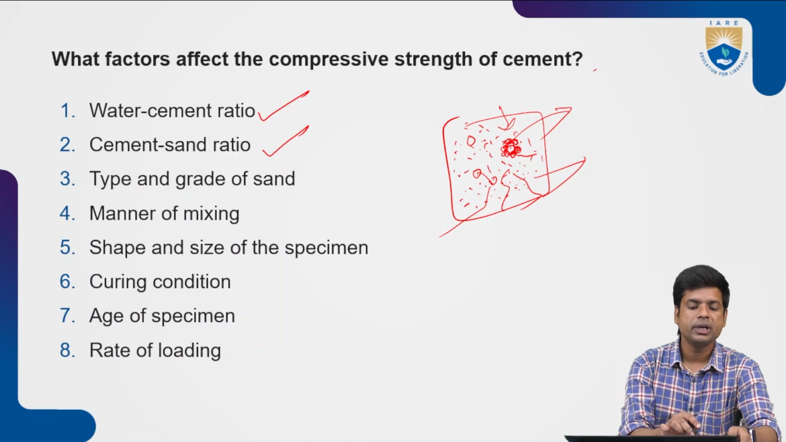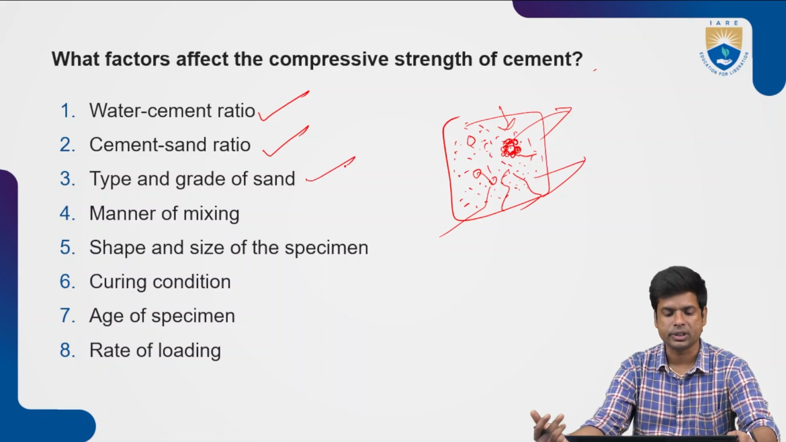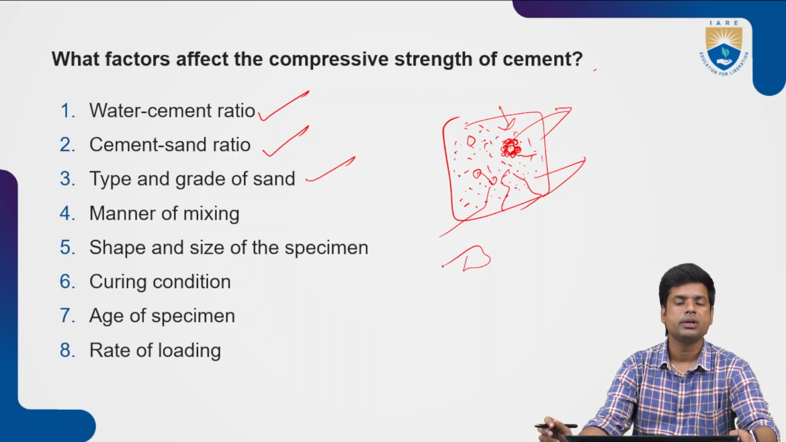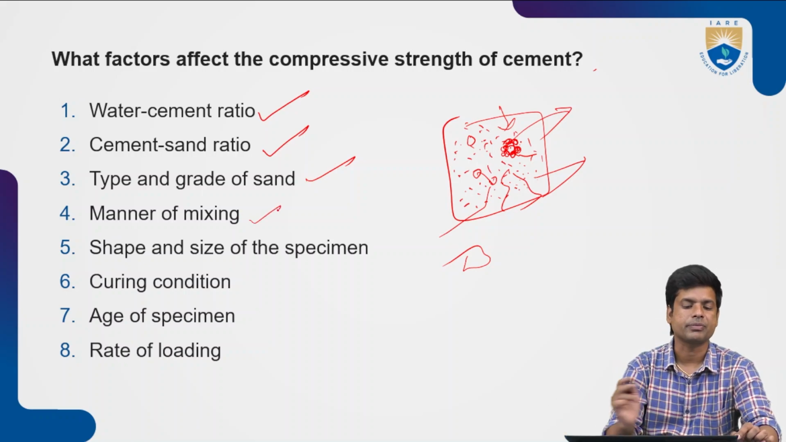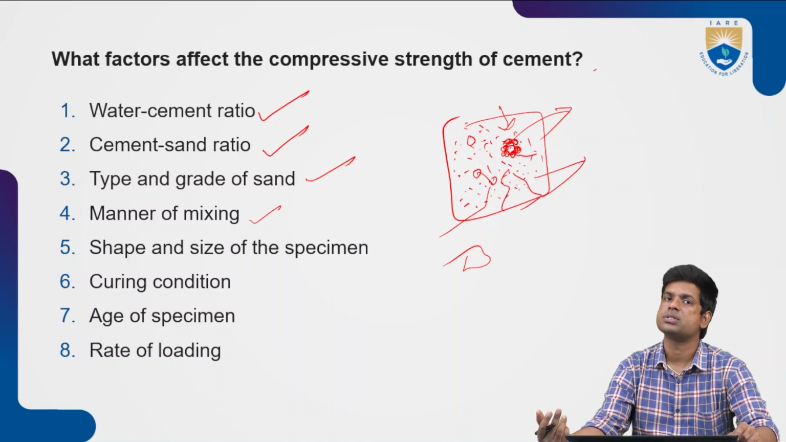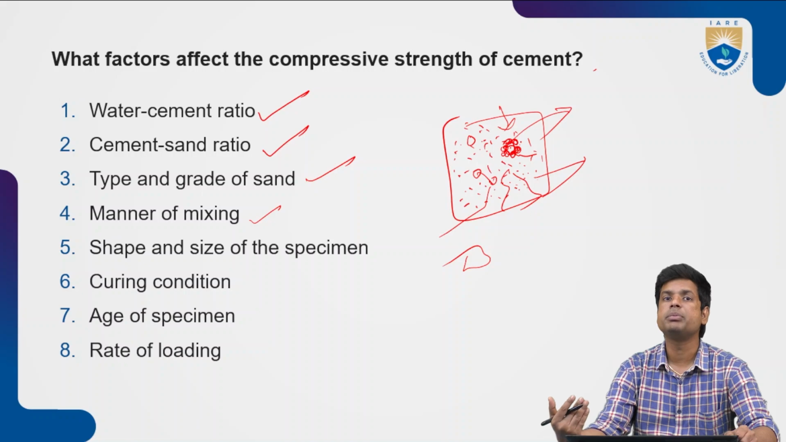Next one, type and grade of sand. Which type of sand you are going to use, and the grade of sand. Normally we use zone 2, which has a rough surface. Type of sand is also very important. And next one, manner of mixing. How you are going to mix the cement, whether you are mixing manually or using machines. Depending upon the mixing quality, the strength will also be affected.